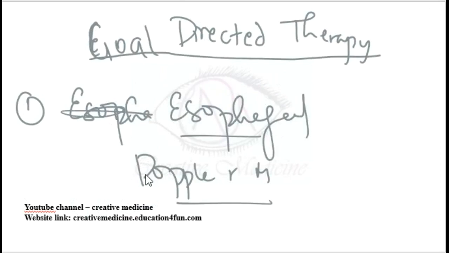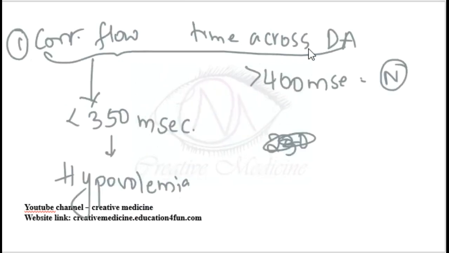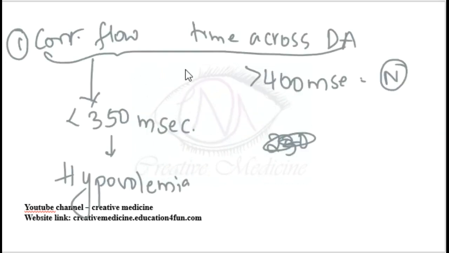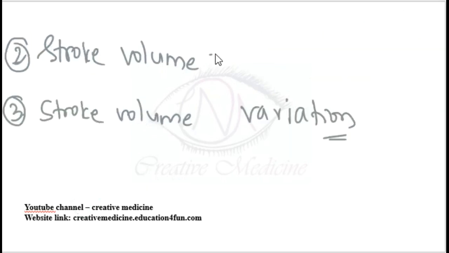So first, esophageal Doppler monitor. In esophageal Doppler monitor, we see three parameters. One, corrected flow time across the descending aorta, stroke volume and stroke volume variation. Corrected flow time across the descending aorta. Normal corrected flow time across the descending aorta is 400 milliseconds, whereas if it is less than 350 milliseconds, then it suggests that there is hypovolemia. Stroke volume is better for fluid responsiveness, and stroke volume variation is also calculated. The variation of stroke volume in inspiration and expiration is calculated in stroke volume variation.